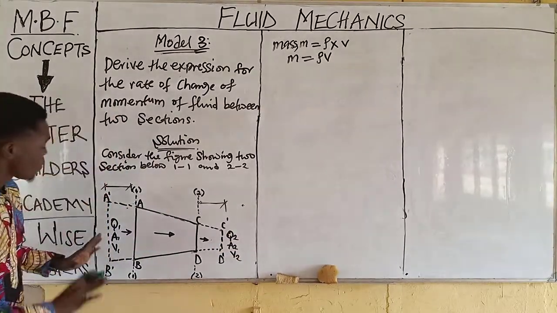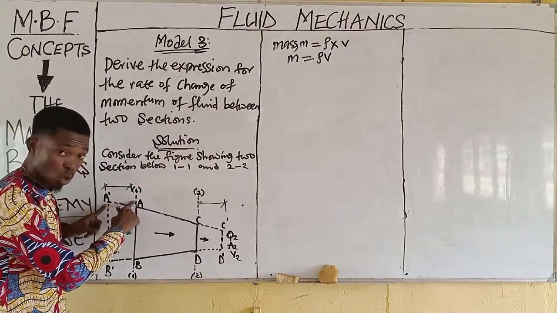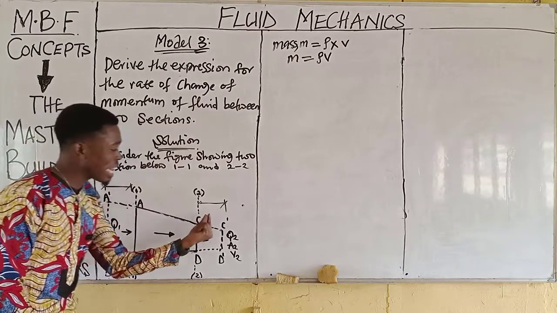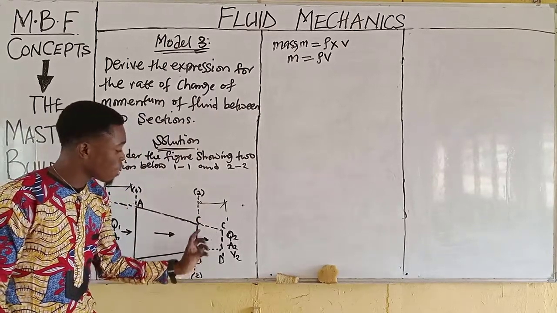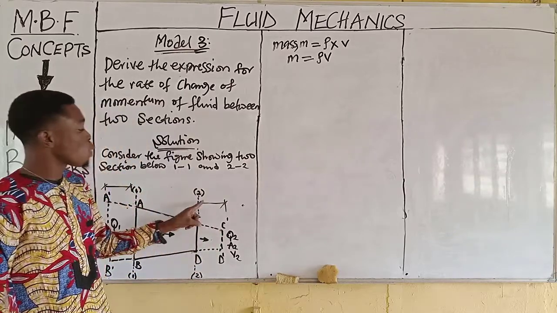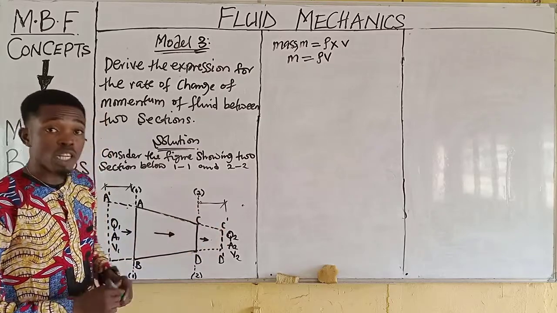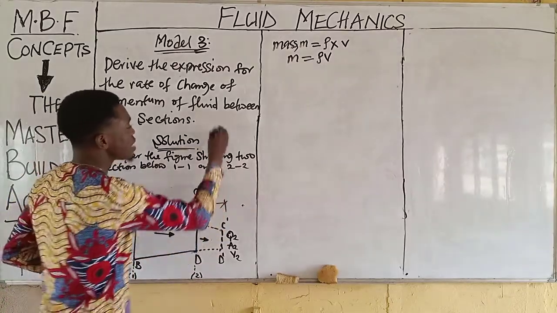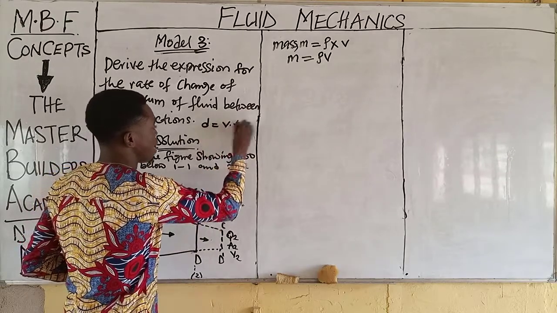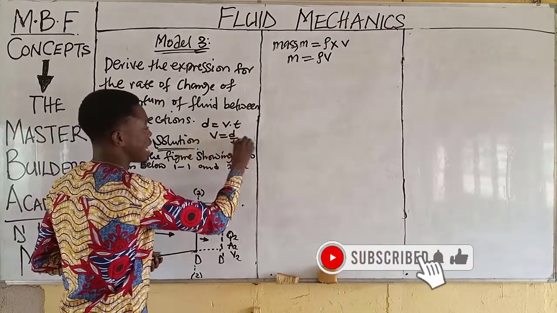Now, to obtain the volume, we will multiply the distance covered by the area at the entrance. Similarly, at this other end, we will equally multiply the area here by the distance to get the volume. So how do we get the distance from C to C prime? All you need to understand is that distance is equal to velocity multiplied by time, or velocity is equal to distance over time.